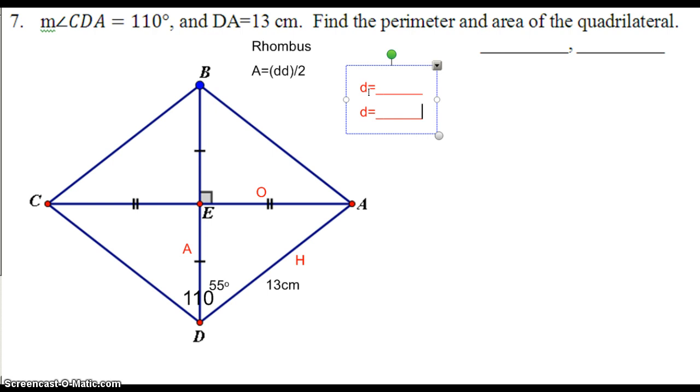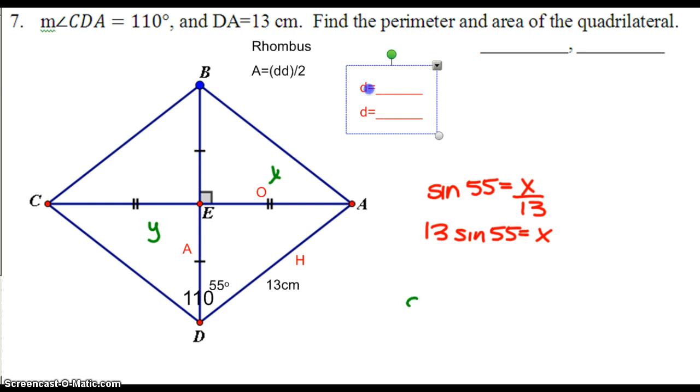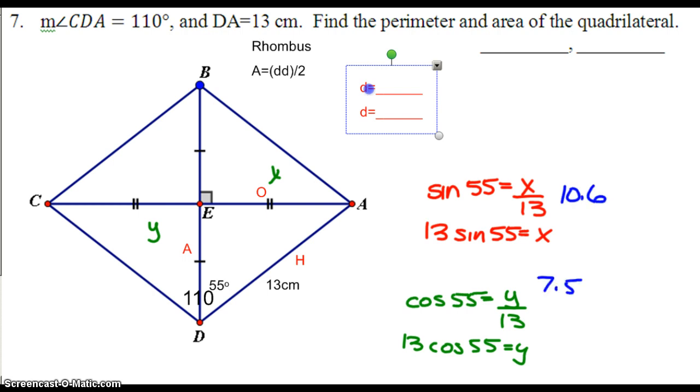So I'm going to set up and use my trig rules. I'll call this X and I'll call that one Y. So I'm going to take the sine of 55 degrees is equal to the opposite over the hypotenuse. Again, the variable is high, so I know I have to multiply to find X. And then I'm going to use my cosine rule to find the adjacent. Again, the variable is high, so I know to multiply. And both of these in my calculator are going to yield a 10.6 and a 7.5. So I know half of each of my diagonals.